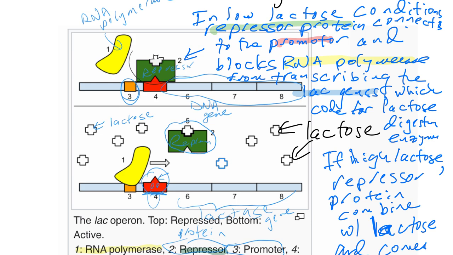It will come off. The whole thing will fly off. And then the operator will be open and will allow the RNA polymerase to go down the DNA molecule and transcribe that gene.